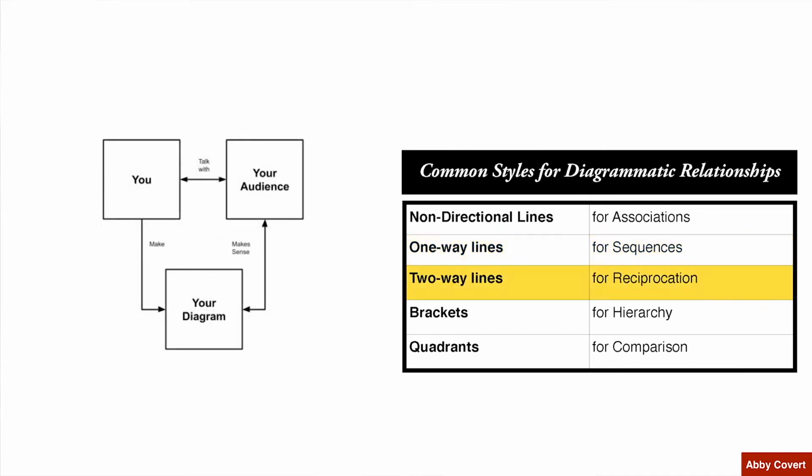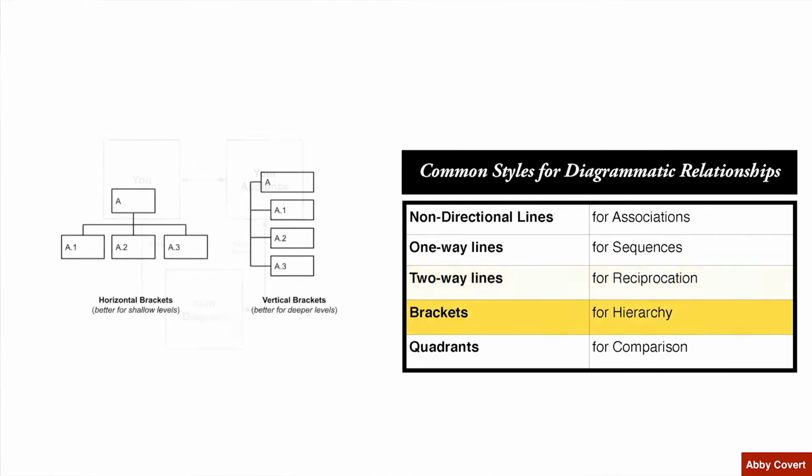Our third pattern is for when we use two-way lines to visualize reciprocal relationships, such as, I don't know, maybe the reciprocal relationship that you need to have with your audience should you want to make diagrams that make sense to them. This fourth pattern we generally reserve for when there's a parent-child hierarchical relationship to visualize.